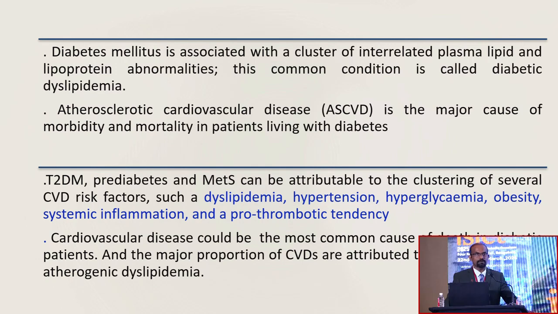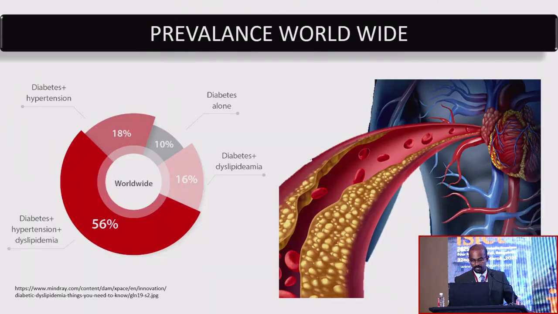We grossly label them as dyslipidemia. Type 2 diabetes, pre-diabetes or metabolic syndrome patients can be attributed to the clustering of several CVD risk factors like hypertension, hyperglycemia, obesity, and prothrombotic tendency. We all know obesity itself produces systemic inflammation because of the presence of adipose tissue, and all these factors contribute to major cardiovascular risk in diabetes patients.